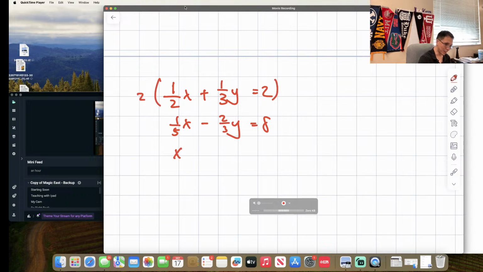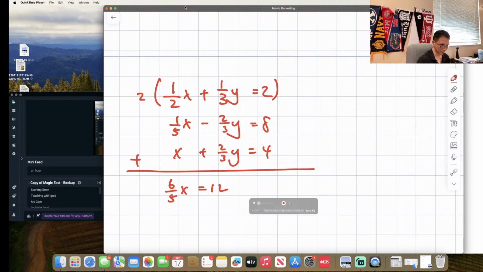So that's going to give you x plus two-thirds y is equal to 4. Is that okay? Now I can add this to the other equation. That's going to be six-fifths x equal to 12, because x plus one-fifth x, right?